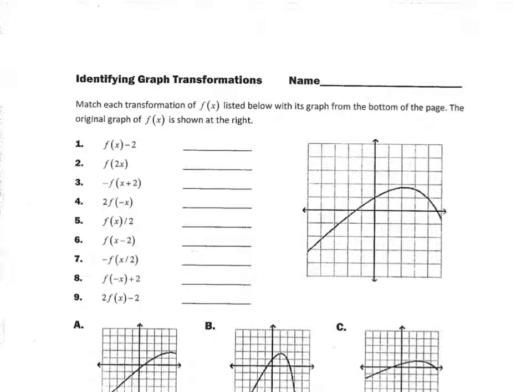Let's take a look at what the answer should have been. So if we start with number 1, we can see that it has a -2, which means all of the f of x values we're going to subtract 2. And we know that f of x is really y.